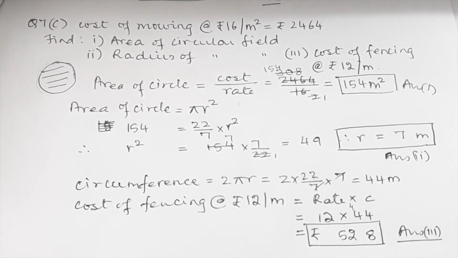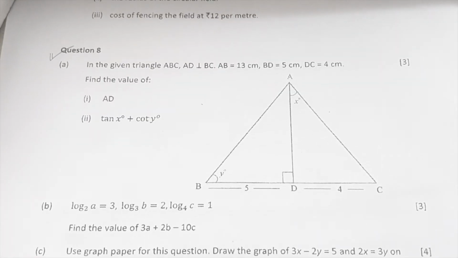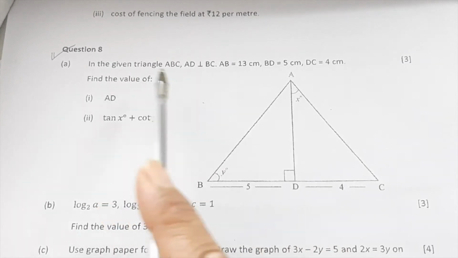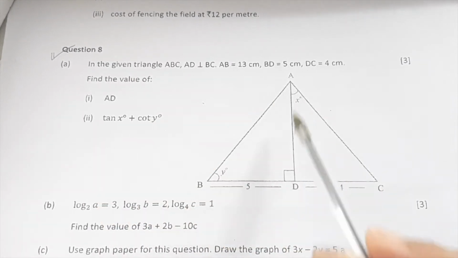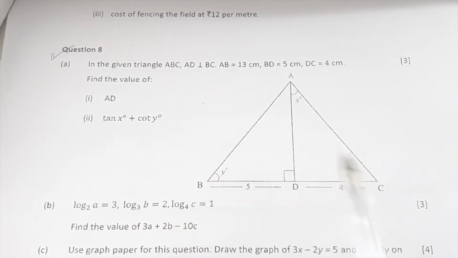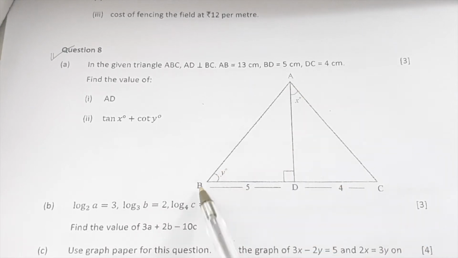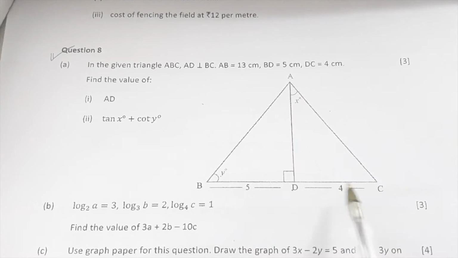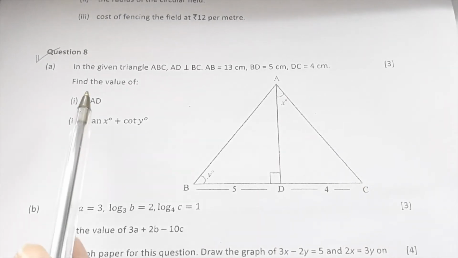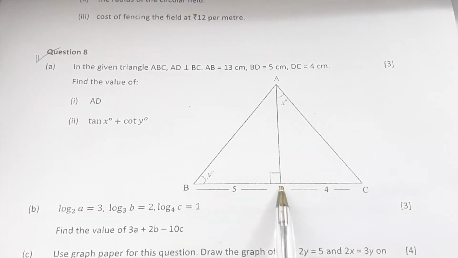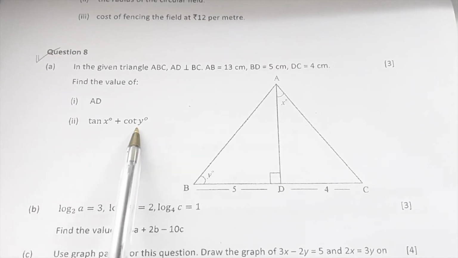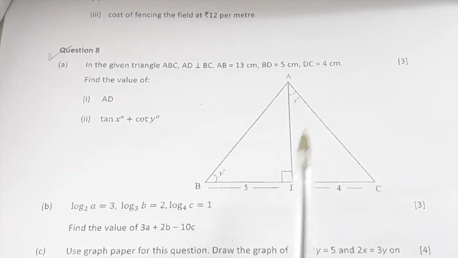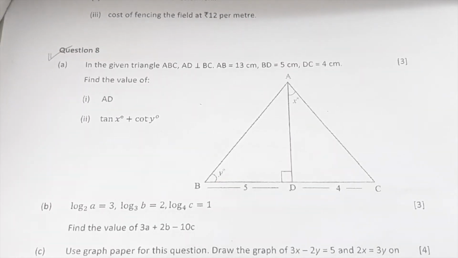So we have finished with question number 7. Question number 8 is a trigo question. In the given triangle ABC, AD is perpendicular to BC, AB is 13, that is this, BD is 5 centimeter and DC is 4 centimeter, and we have to find the value of AD and then tan x plus cot y, where this is y degrees and this is our x degrees.